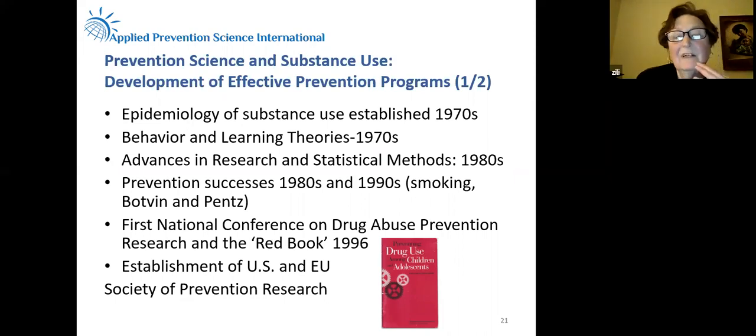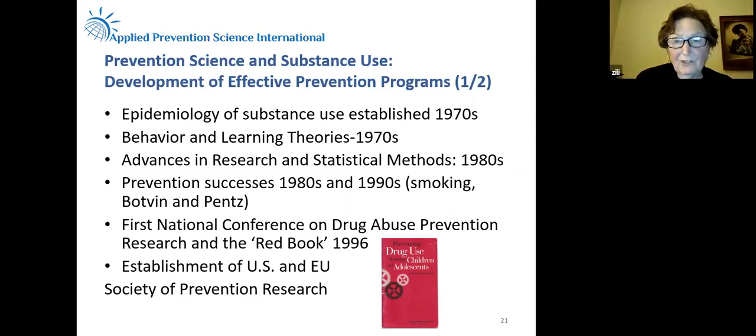So with the creation in 1974 of the National Institute on Drug Abuse, we began to develop studies to examine factors that were related to the onset of use through epidemiologic studies. Also important was that in the 1970s, the theories that I discussed earlier really came about and were written about, and more research was conducted on them, on behavior and learning theories. Another advance was in research and statistical methods. Statistical methods really advanced rapidly during this period of time.